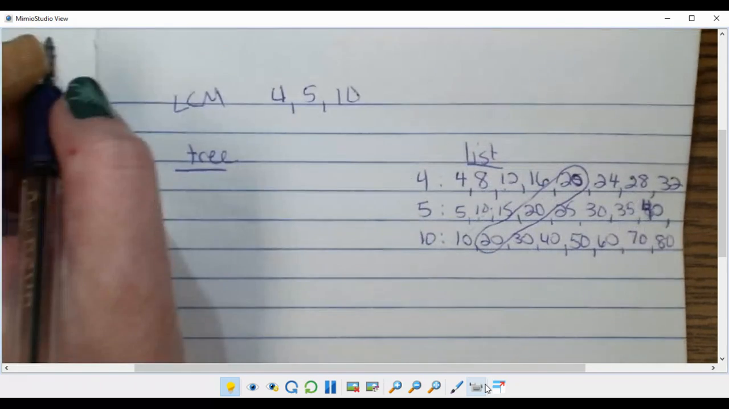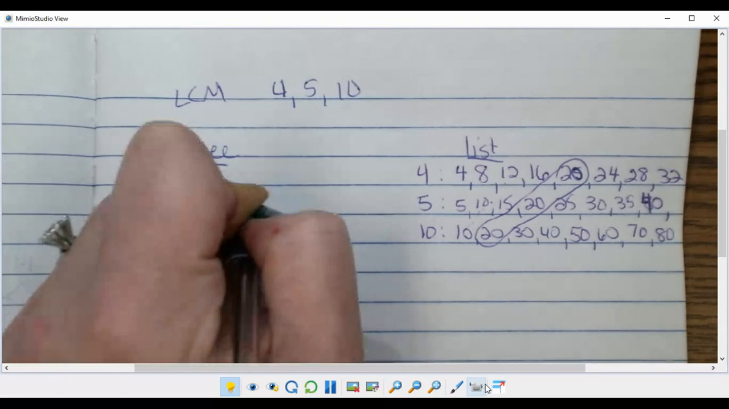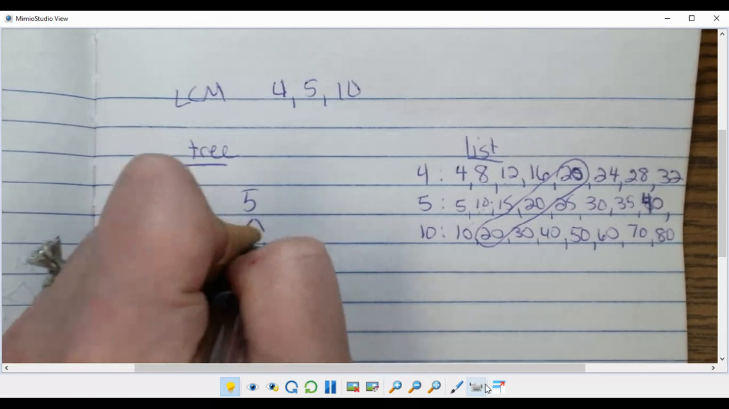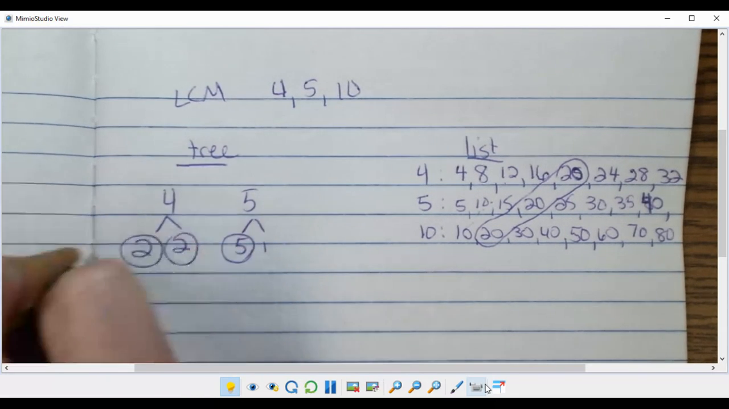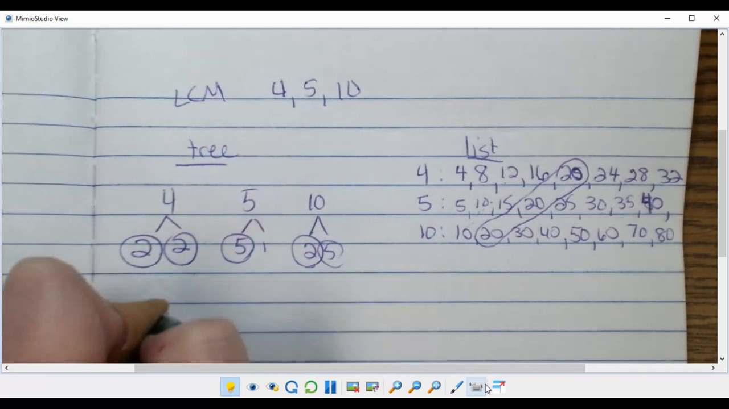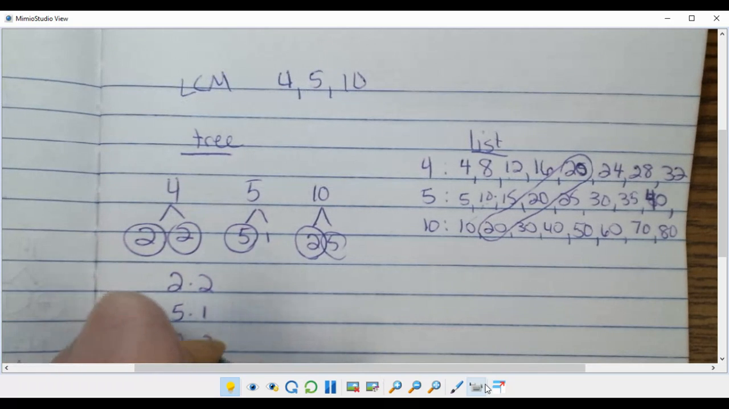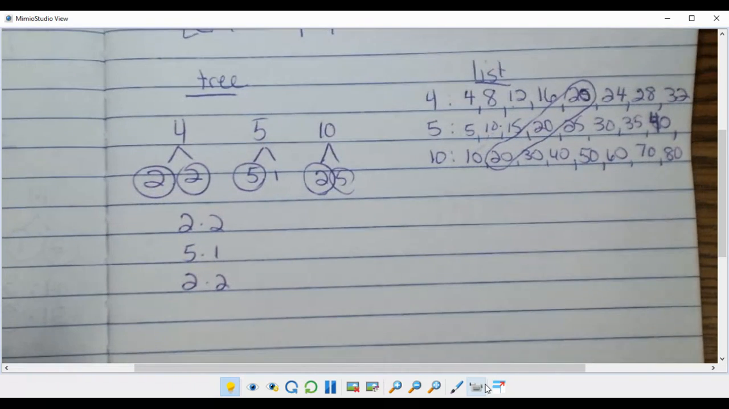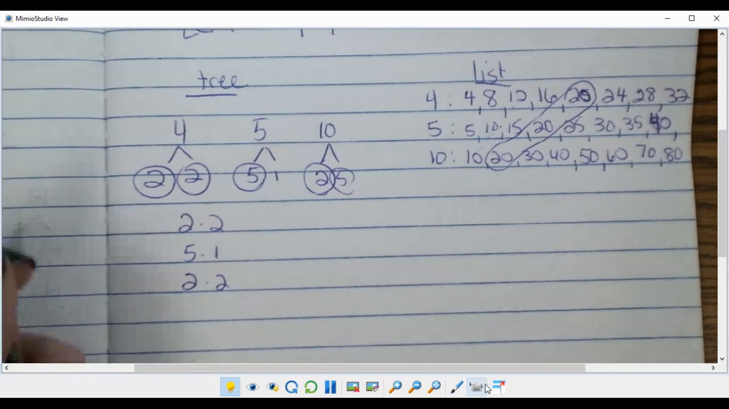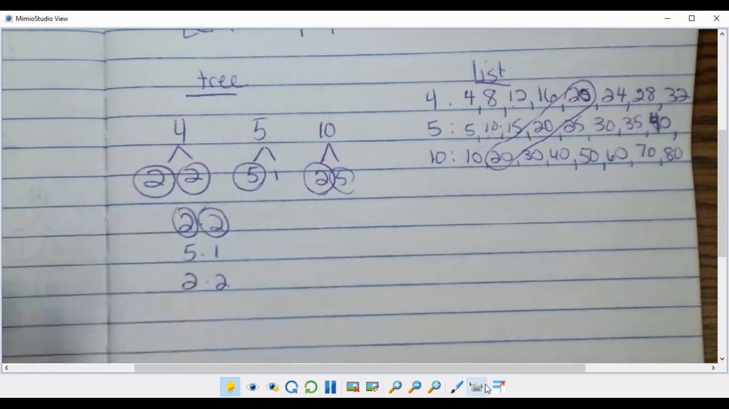All right, let's see what this looks like on the tree. So 4 gets split into 2 and 2. 5 would be split into 5 and 1 because it's already prime. And 10 would be split into 2 and 5. So I've got 2 times 2, 5 times 1, and 2 times 5. Now remember, we don't want any duplicates.